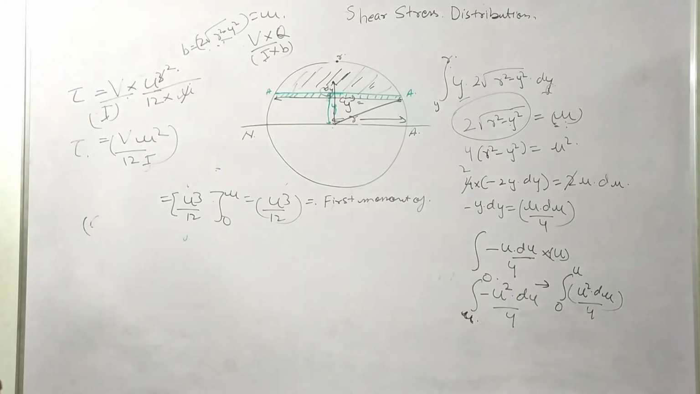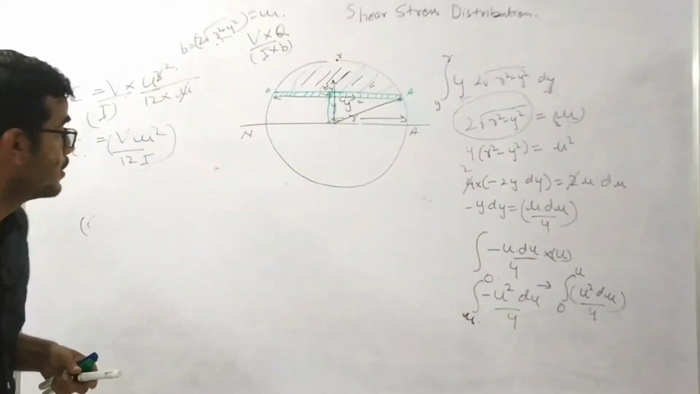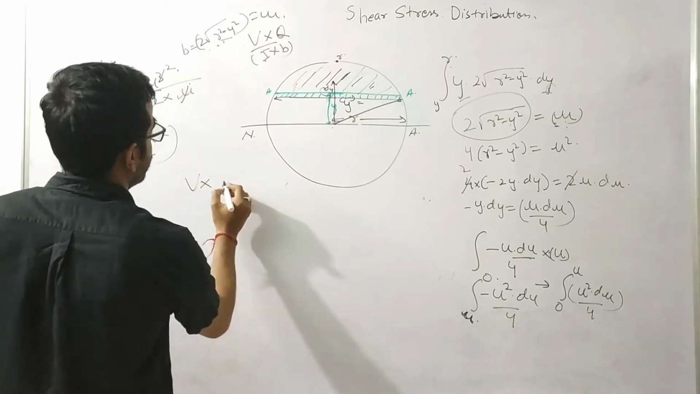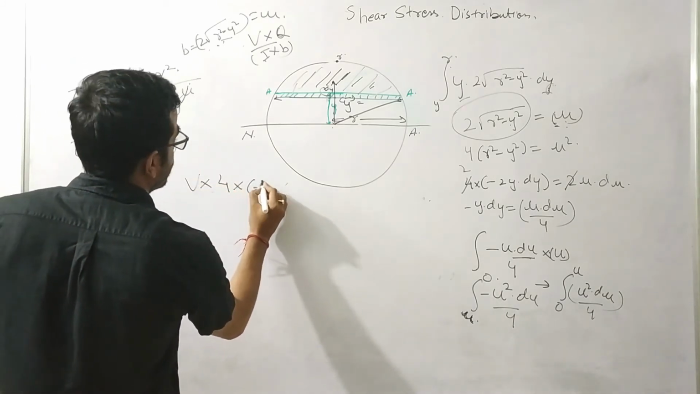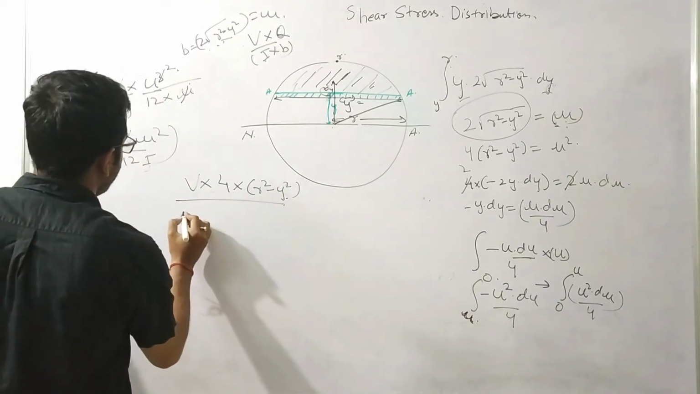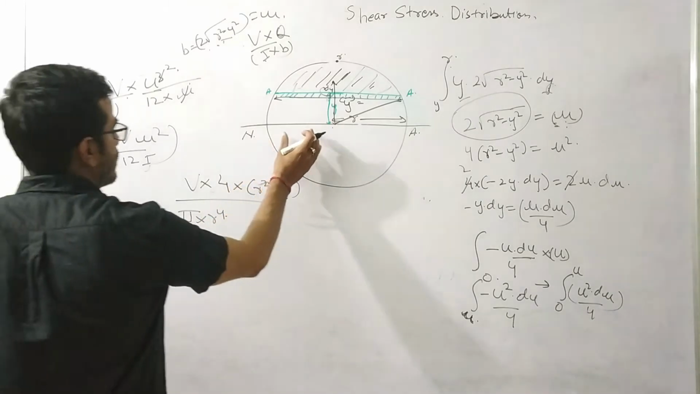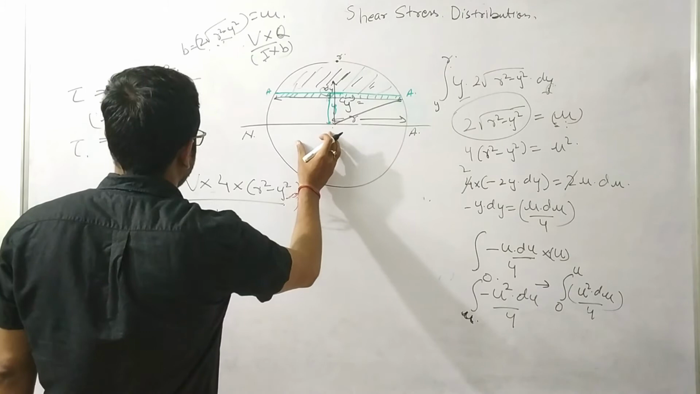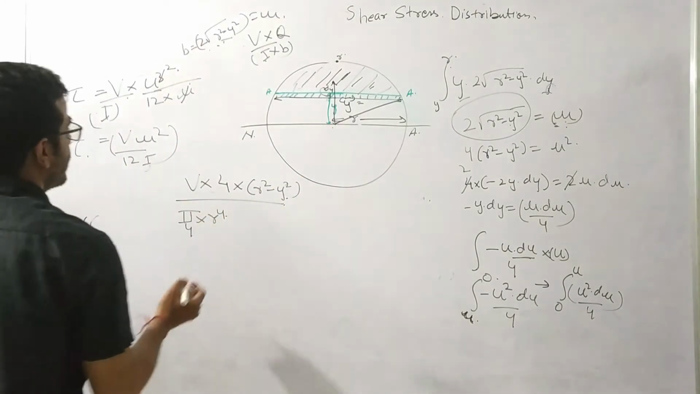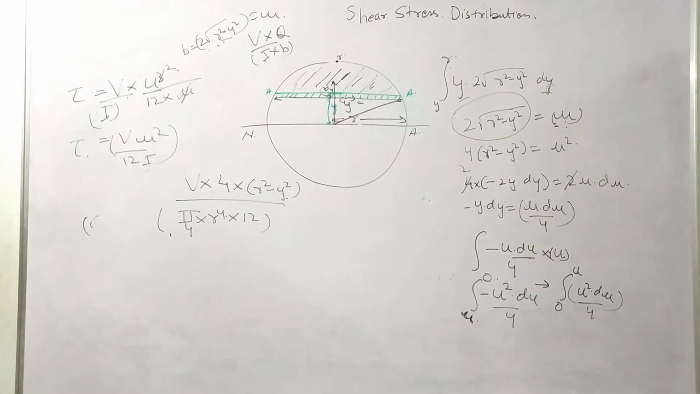Now again I'll put the values of u and I over here. What will be u square? u square is nothing but 4 into r square minus y square. And what will be my I? I will be pi by 4 into r to the power 4. Moment of inertia about this axis is nothing but pi by 4 into r to the power 4. This thing you can check. And u will cancel out into my 12. So this is the expression.